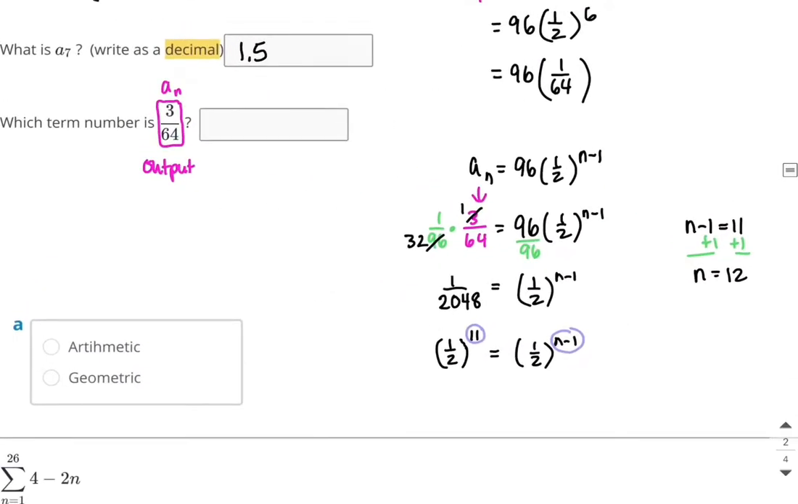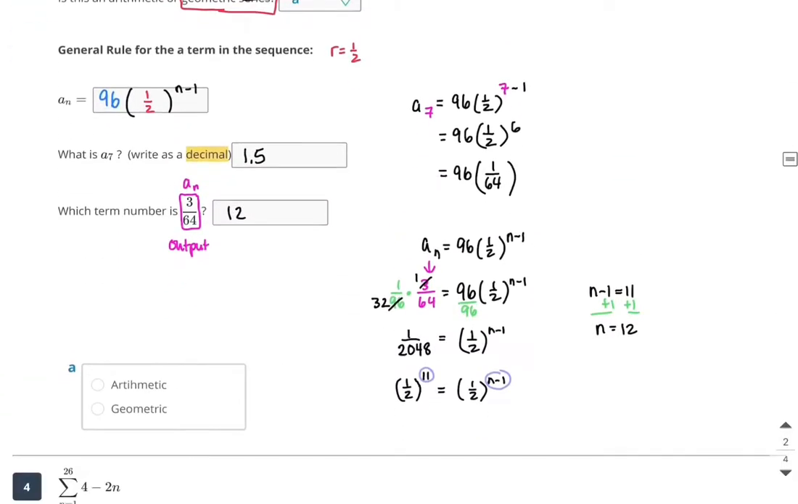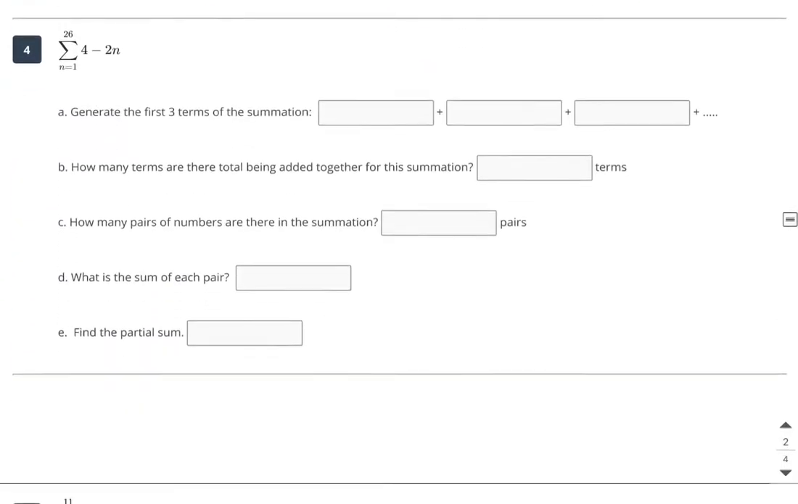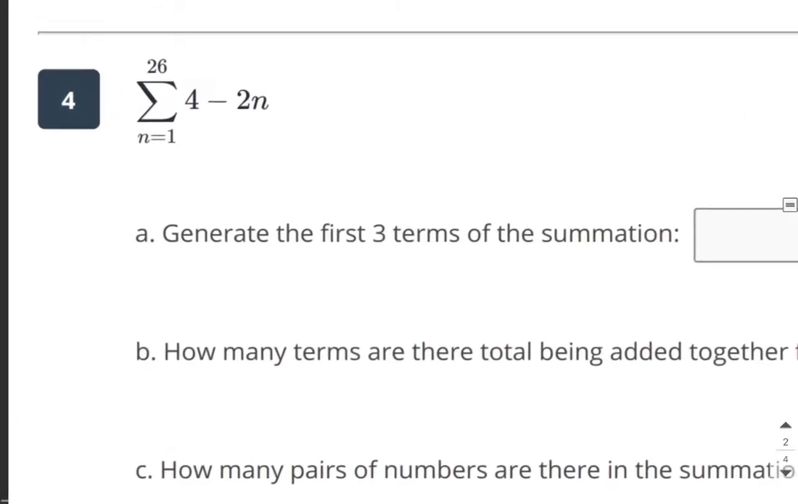So it is the 12th term, and I'm just going to put the number 12 in the box. I'm not going to put 12th term, and that's the answer for that one. For number 4, I have a summation notation here. So I'm given a problem.